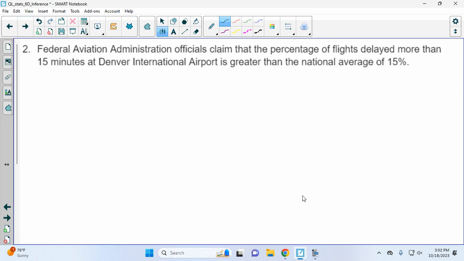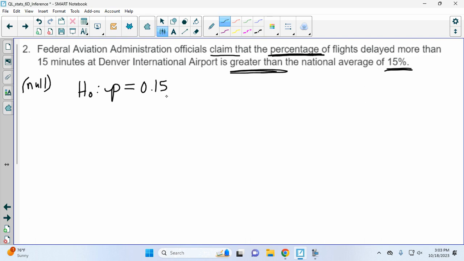Okay, next example. This one gets a little bit wordy. The claim is that the percentage of flights delayed more than 15 minutes at Denver International Airport is greater than the national average. The claim is that the percentage is greater than 15%. So the null hypothesis, oftentimes denoted H sub 0, is P, the percentage, equals 0.15. That means 15%. The percentage is 15%. The null always has an equal.